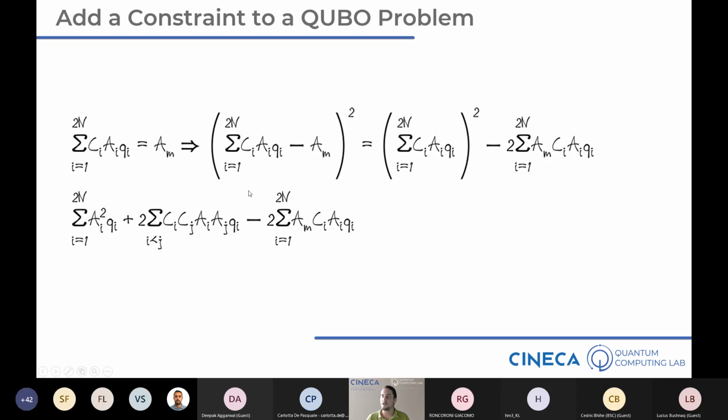And the qi squared, that is qi, plus the double products of the elements inside the summation. So we have this double summation here, 2 times what? Ci, Cj, Ai, Aj, Qi, Qj. I also forgot a Qj here, sorry. Okay, so minus this other term that remains the same.